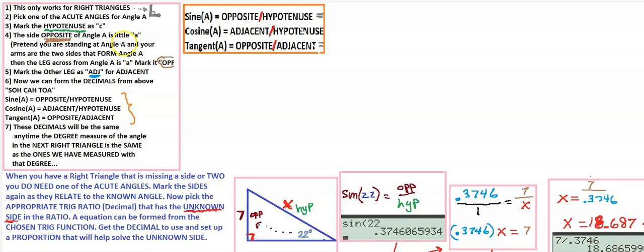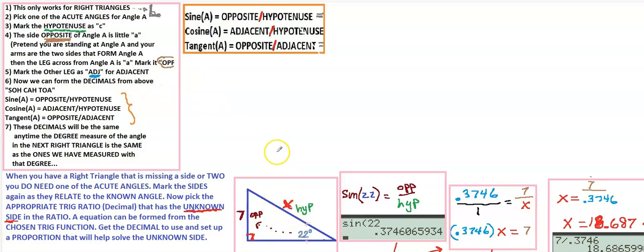So in the problem, the first thing we need to do is to mark it up as we have before with the names of the appropriate sides. Since the 22-degree angle was given, we're going to call the side opposite that the opposite side. Remember how you stand here, put your arms out, and look directly over at the opposite. The hypotenuse again is x.